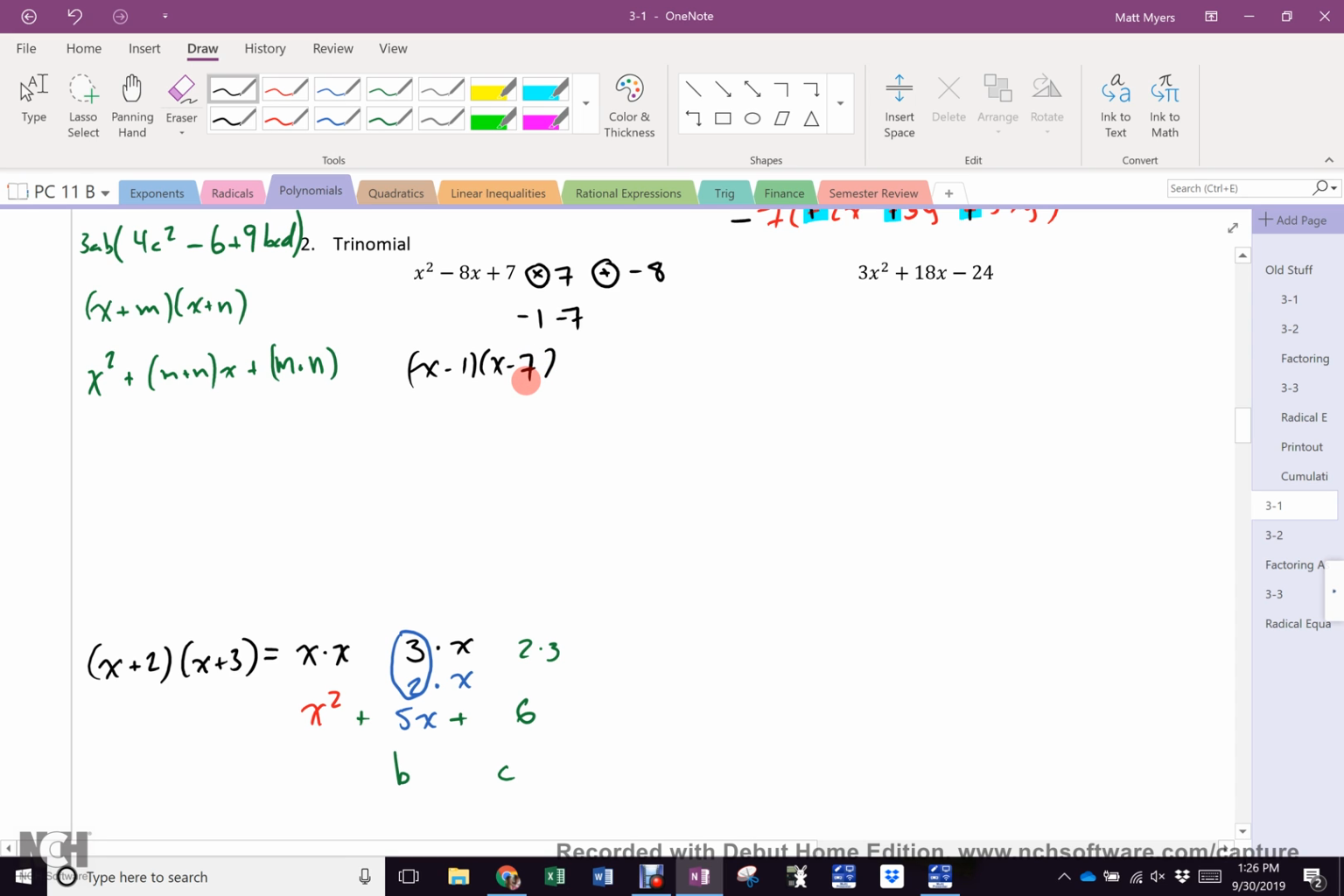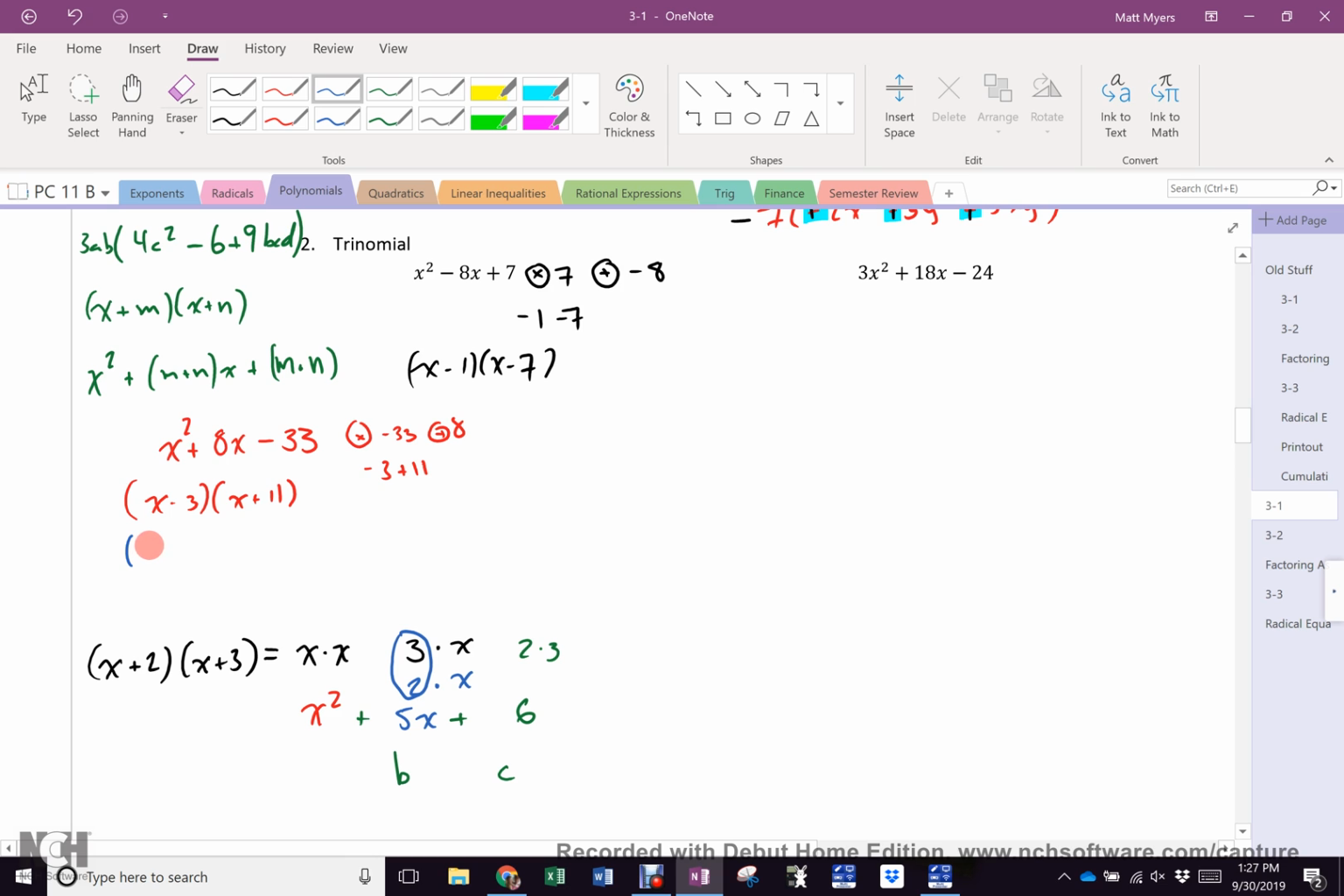Everyone remembers this, yes? So what would happen if I gave you this? x squared plus 8x minus 33. What would I need to do with that? Multiply to negative 33, add to 8. Priya tells me it's negative 3 plus 11 because 11 minus 3 is 8. So it is x minus 3, x plus 11. Right?